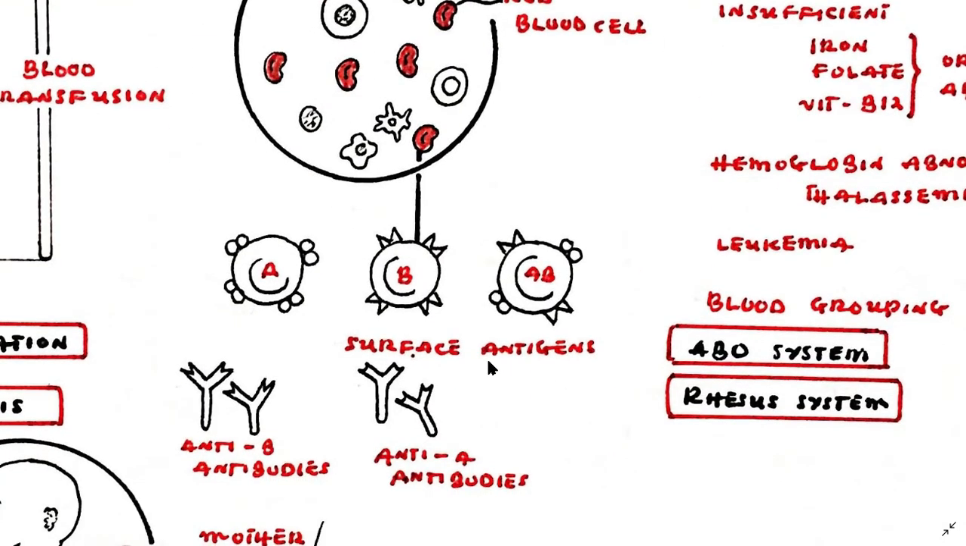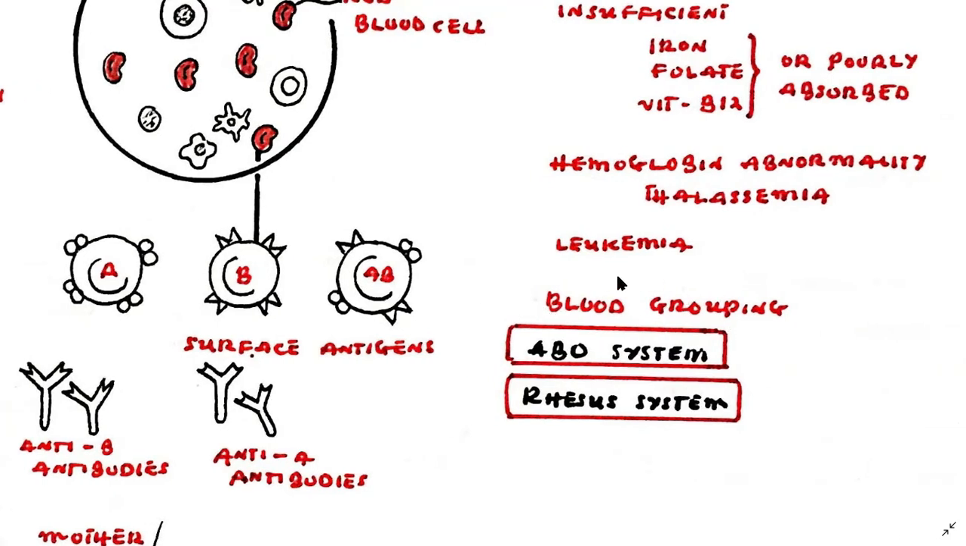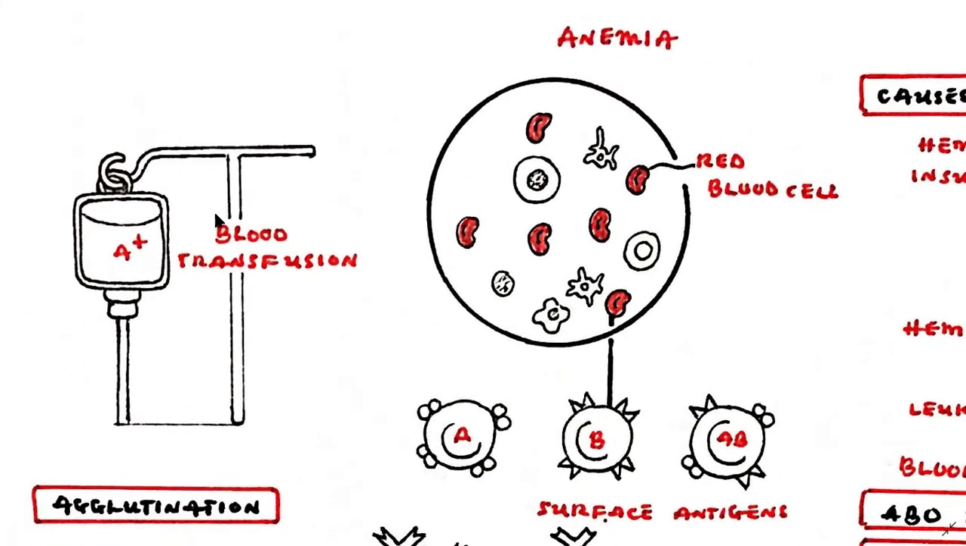Red blood cells have surface antigens that can react with specific antibodies in the plasma. The antigens and the antibodies are determined genetically. This forms the basis of blood groupings or blood groups. The most important systems are the ABO system and the rhesus system. Matching of blood groups is essential during blood transfusions.